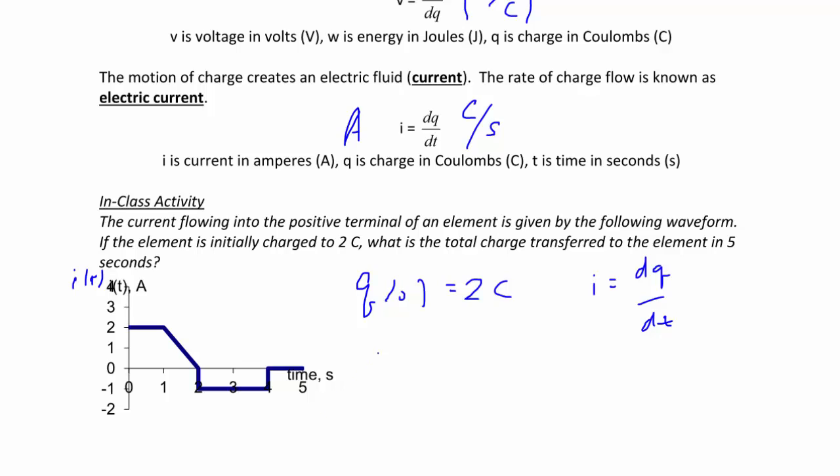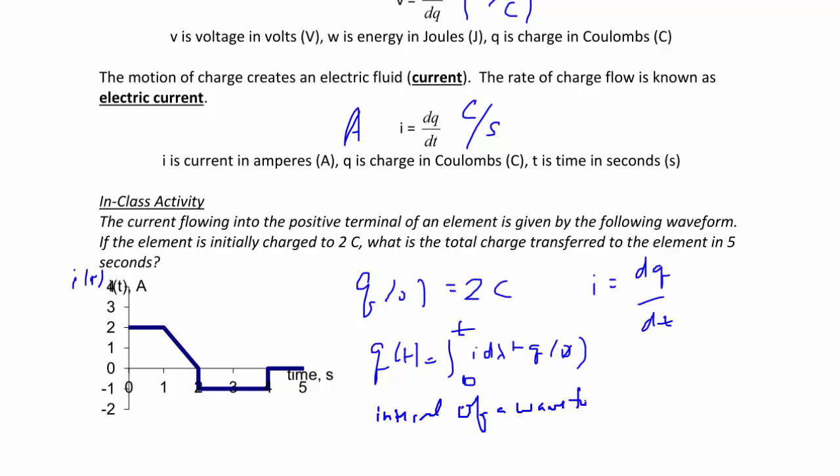So you will have q(t) is equal to the integral from 0 to t of i dλ plus q(0). In this case, we want to know the charge from 0 to 5 seconds. Another way of finding the integral of a waveform is area under the curve. So in this example, we're actually not going to do the math, but we're going to find the area under the curve.